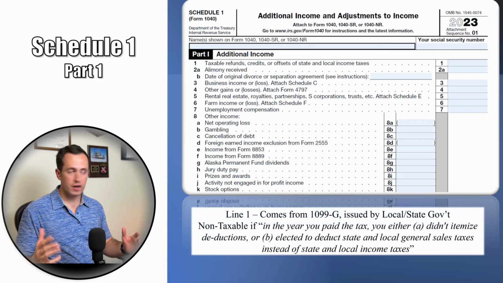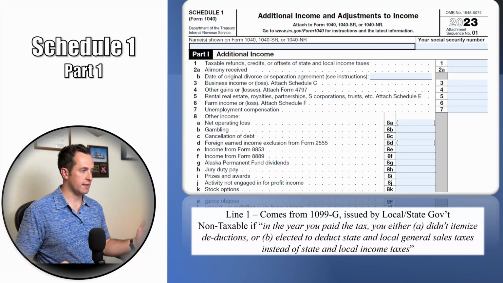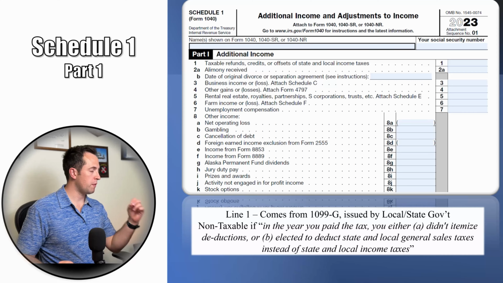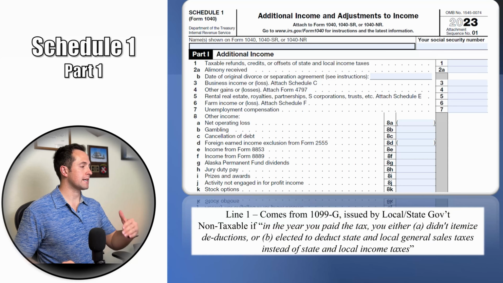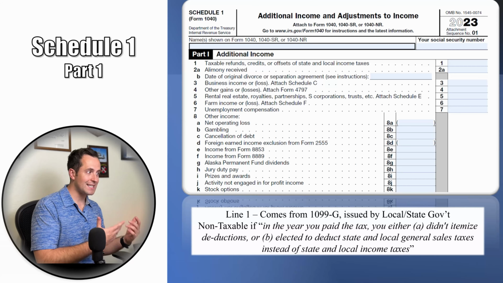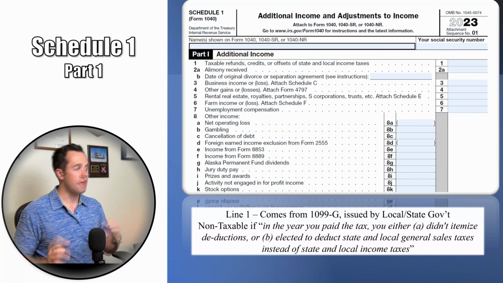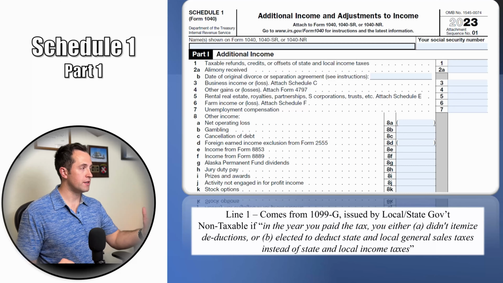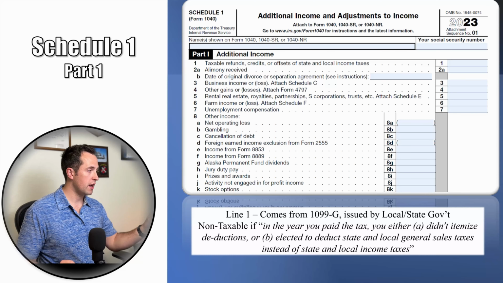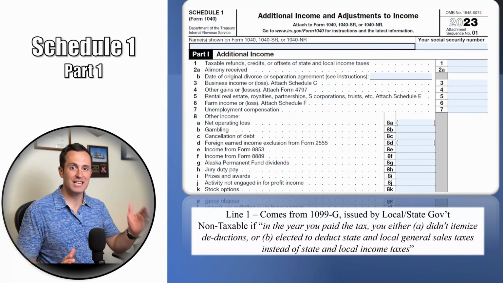It's going to be taxable refunds, credits, or offsets of state and local taxes. Basically, if in the year that you paid the tax, you either didn't itemize the deductions or you elected to deduct state and local general sales tax instead of state and local income taxes, this income is non-taxable. But if you did the opposite, this information will have to go here in line 1, and that's going to be coming from Form 1099-G.